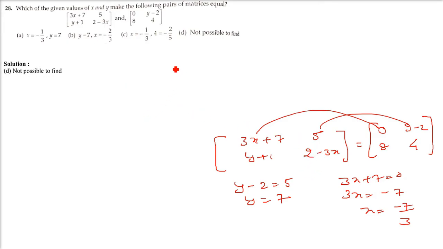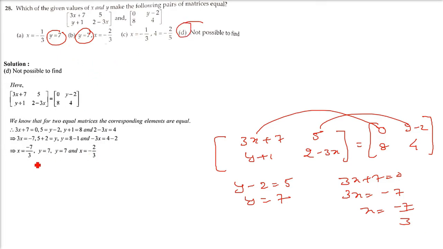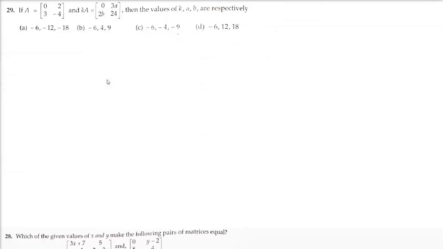Okay, minus this is, see, y is 7. But what about x? X is giving us two values. X is giving us minus 7 by 3 another value. So it is not possible. A is given like this and kA is given like this. So k, a and b are to be found out.